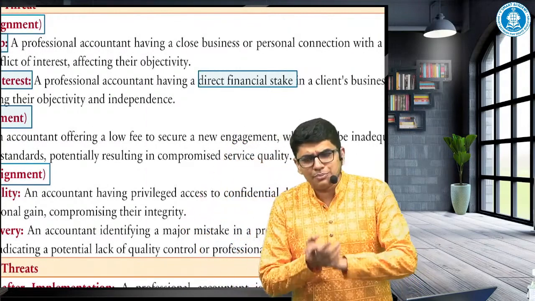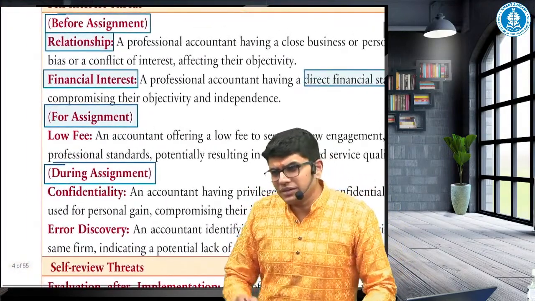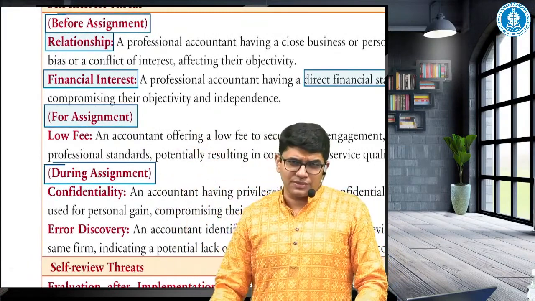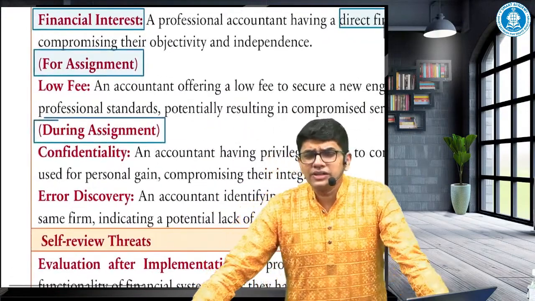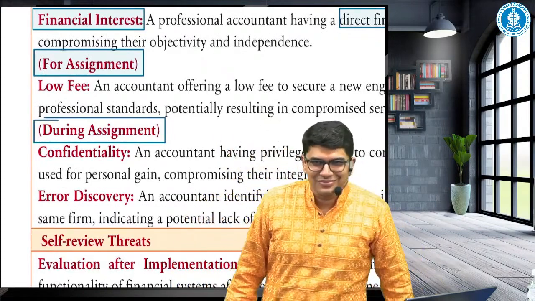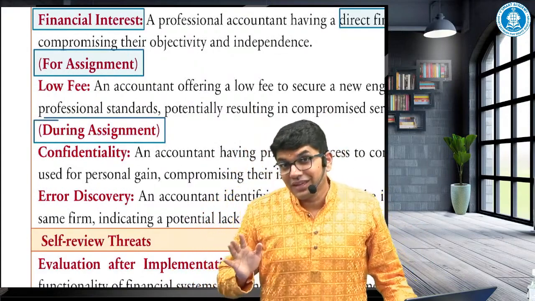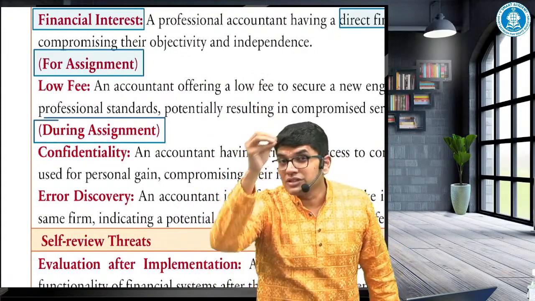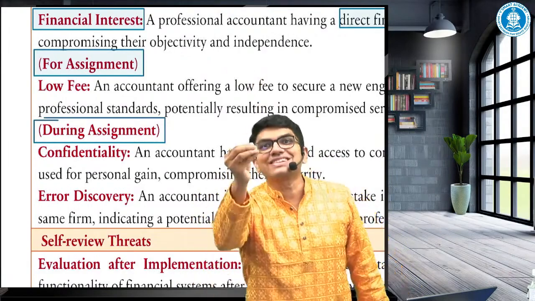So just for example, we said that before the assignment is accepted, he came to situation number two. There is a business relationship, there is a direct financial interest. Now, very interesting. See guys, each of the points can come as an MCQ or it can come as a case study. And at that time you should be able to realize, oh yes, he will try to protect his business. He will try to protect his investment. It is a self-interest threat.